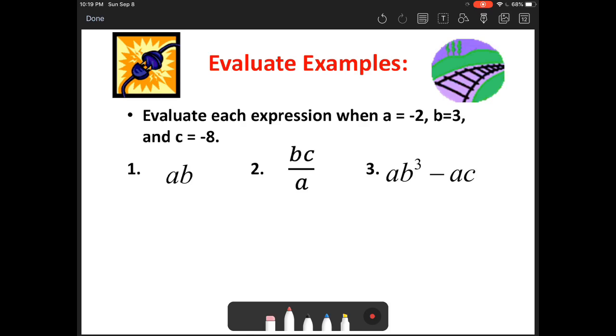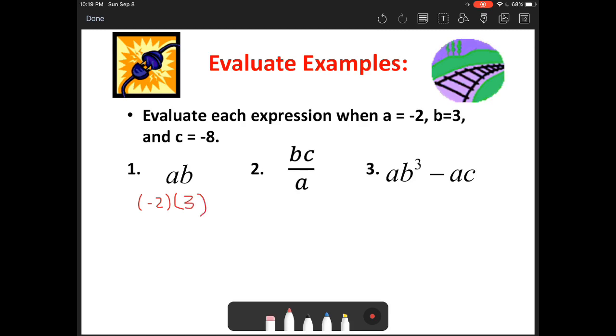All right, so let's do some of these examples here. So we've got 3 examples, and notice for each of these that A is going to be -2, B is going to be 3, and C will be -8. So in all of these situations, we're doing the same process. So when we plug in, first step is plug in with parentheses, right? So I've got -2 times 3.